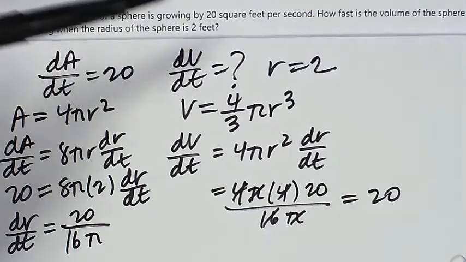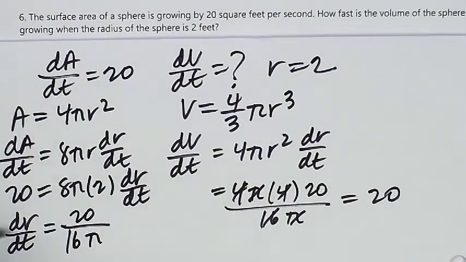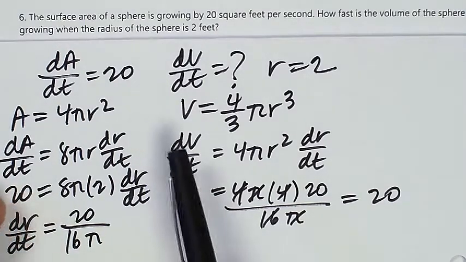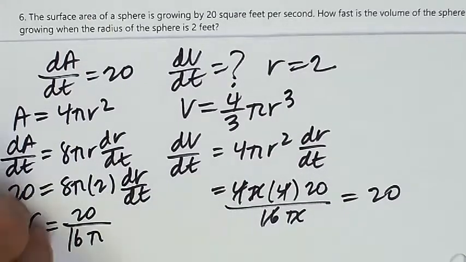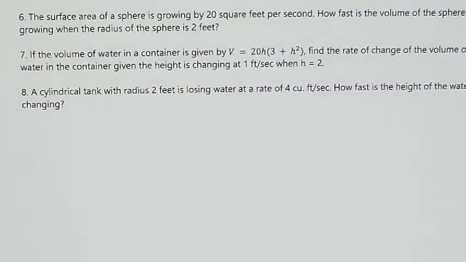That seems too good to be true, that the area is growing by 20 and then the volume is growing by 20. I think that's just a coincidence. But with the way the formulas work here and that radius was 2, I think it just happened to work out perfectly. All right.